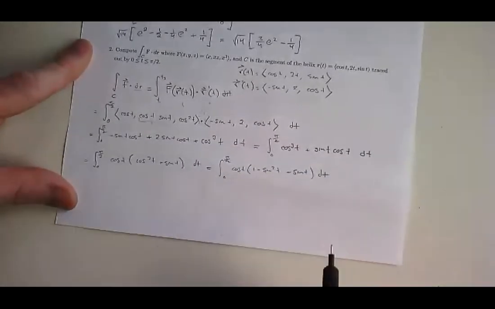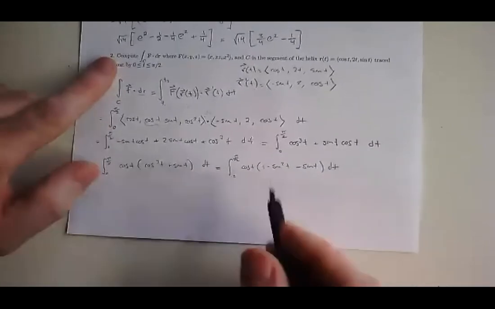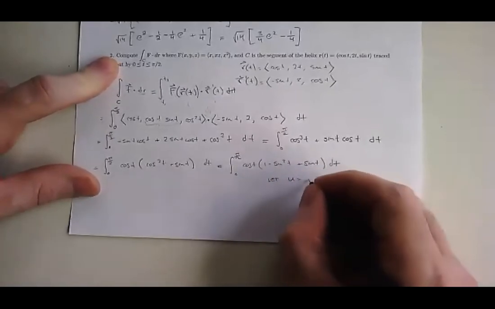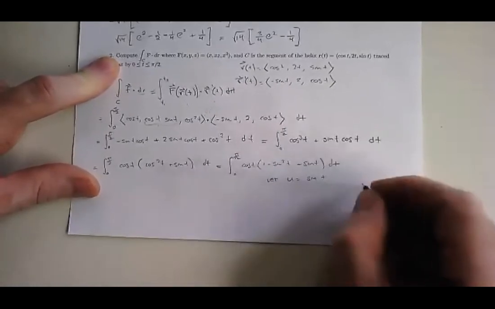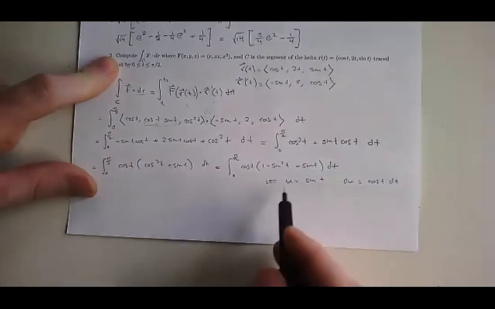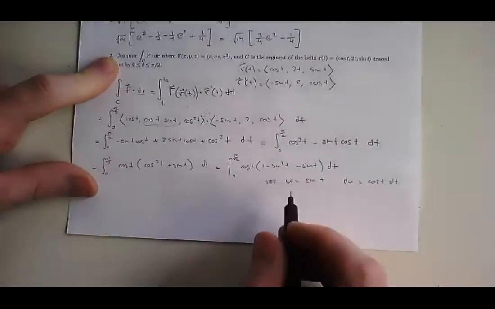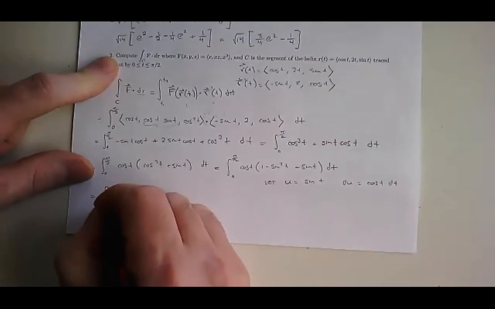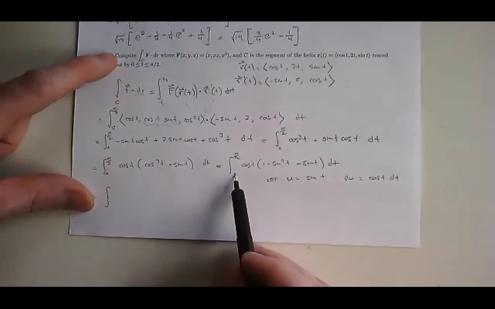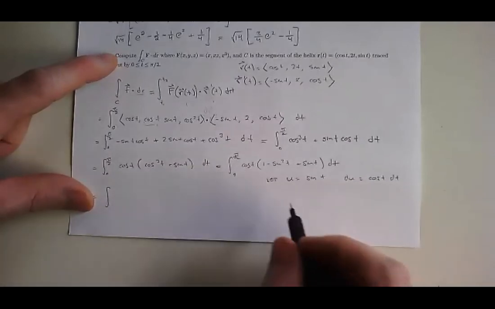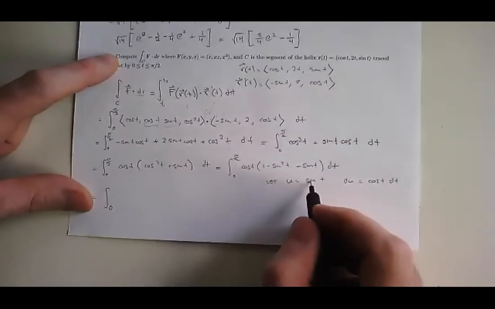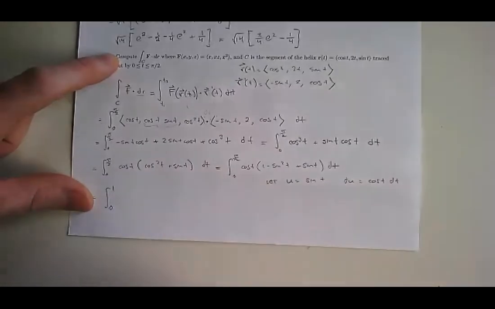And now this integral is ready for a single u substitution. So let's let u equal sine t, and then du is cosine t dt. All right, so doing that, we can finish this whole problem with a single substitution. Since I've done a u substitution, I do need to change my endpoints of integration. So here I have t equals 0 and t equals pi over 2. If I change that to u, sine of 0 is 0, and sine of pi over 2 is 1.